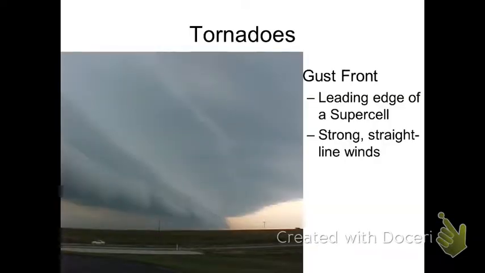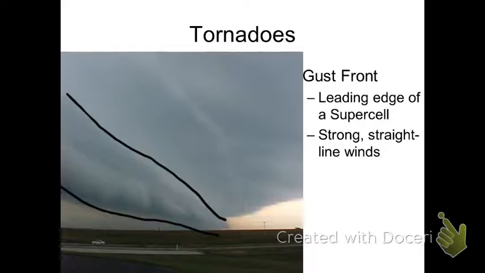So tornadoes, again, this is a supercell thunderstorm. This is not my picture. The gust front, you can actually see it, it is right here. It's the leading edge of a supercell thunderstorm. You get very, very strong straight line winds. Straight line meaning moving horizontally in one direction. They're not spinning.